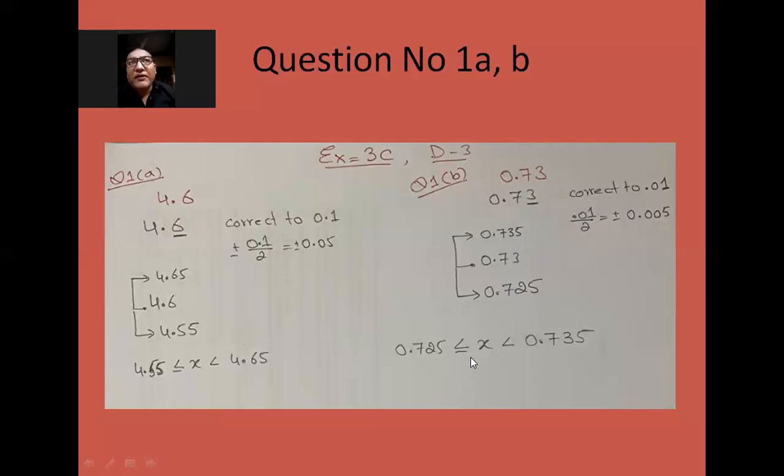In the form of an inequality, I can write x is greater than or equal to 0.725 and less than 0.735. So this is how you write the inequality. This is your upper bound, this is your lower bound.